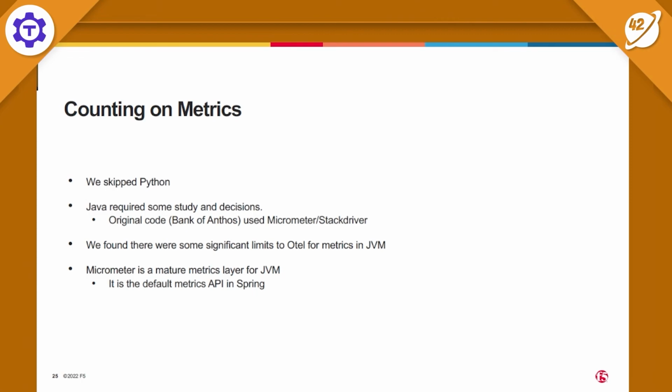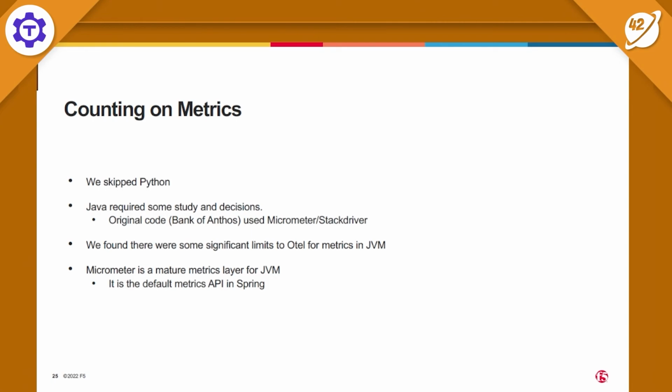And so we then broke it down and said, okay, what are we doing in Java? In Java, the original code, Bank of Anthos, used something called Micrometer and connected to GCP Stackdriver. When we looked at that, we found that Micrometer was actually a very mature layer for Java virtual machines and the default metrics API in Spring. And so Micrometer became near and dear to our hearts very quickly.